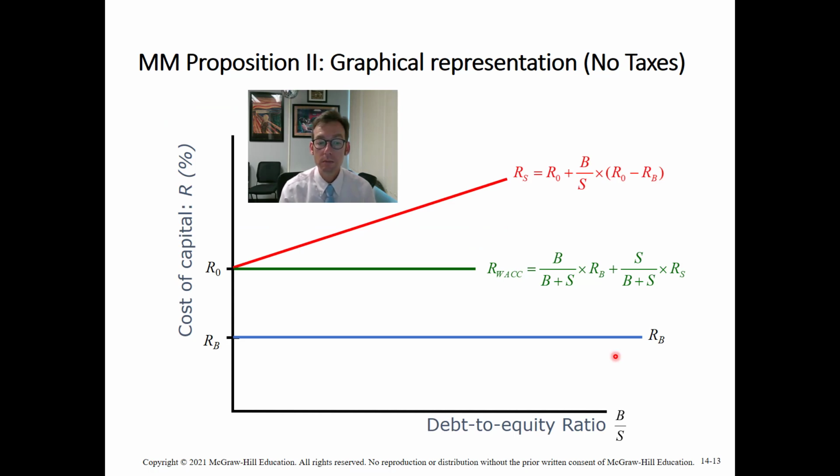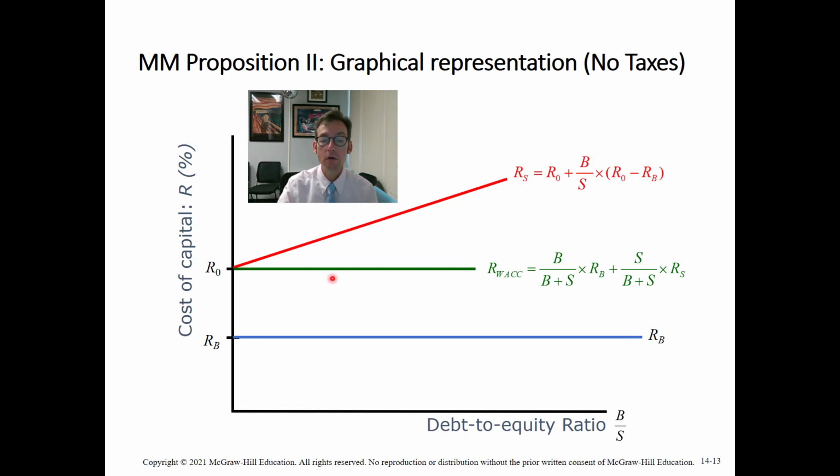So here is a graphical representation of Modigliani and Miller, Proposition 2 with no taxes. In the vertical, we have the cost of capital, and in the horizontal, we have the debt-to-equity ratio. Now let's look here. We see that R sub B, or the required cost of debt, is assumed to stay the same over the entire range of debt to equity. Now this is a kind of a shaky assumption, because if a borrower has more debt, wouldn't you require a higher return from them? But we'll go with this assumption for now.